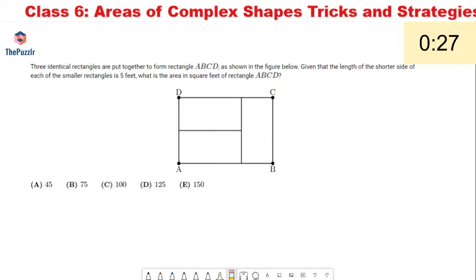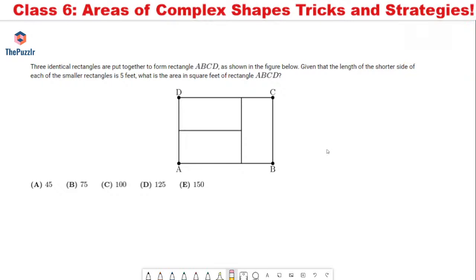So for this problem, you want to start labeling all the sides that you know, right? All the sides that you know, start labeling them. And basically, how do we find the area of a rectangle? We multiply the width times the height. If you find the width and the height, you would be able to find the area of the total big rectangle ABCD. I'm seeing E in the chat, 150 is the answer. We'll see. Let's see how to do this.